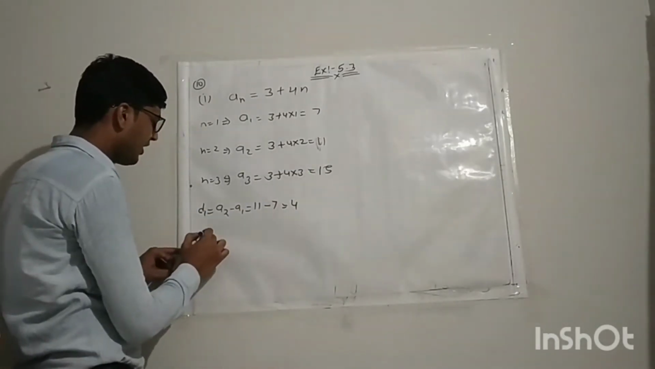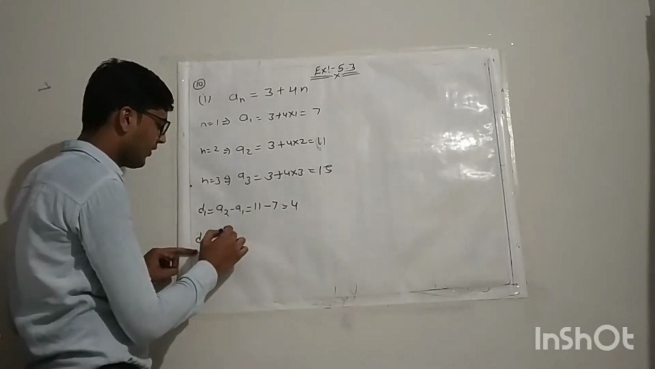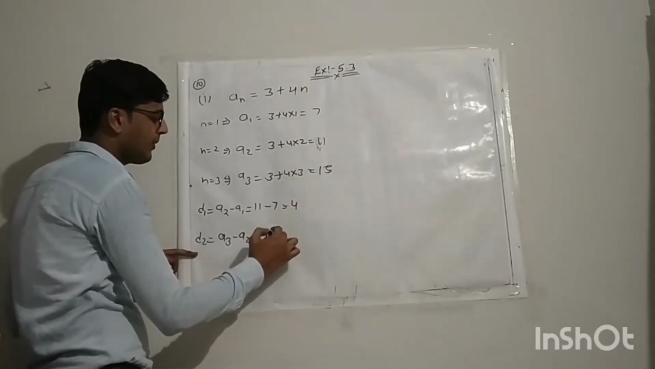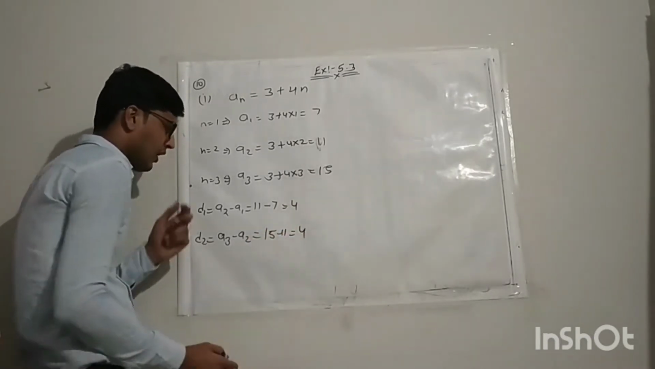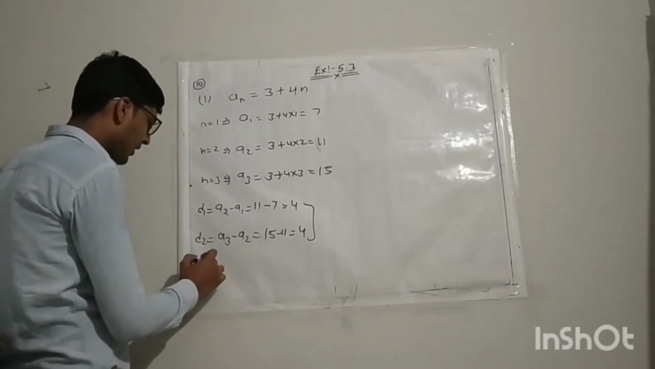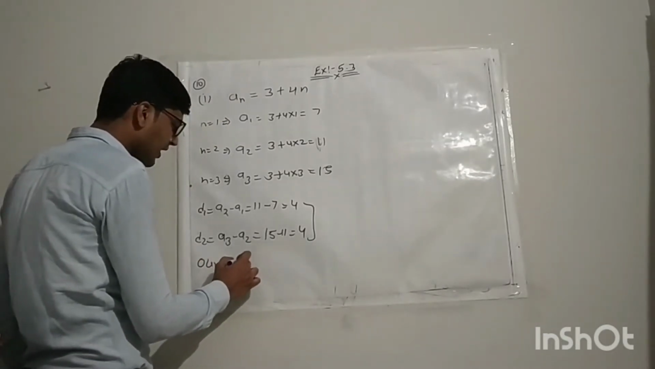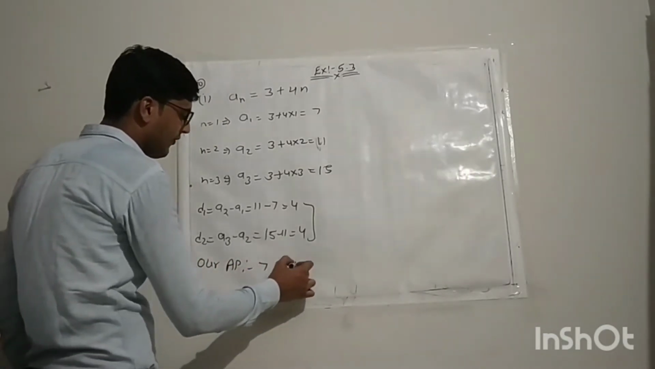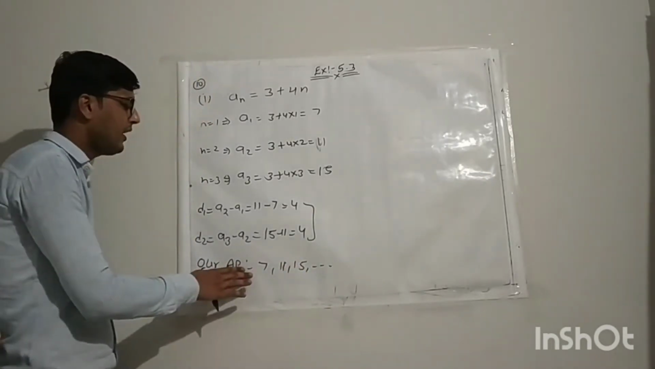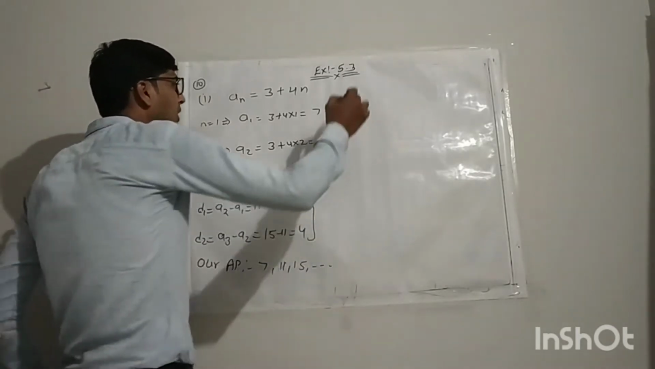Now again I check D2. It means the second common difference. It is A3 minus A2. So simply 15 minus 11, we get 4. So here the common differences are the same. It means our AP is 7, 11, 15 and so on. So this is our AP. So first we find AP. Now the second question is what?